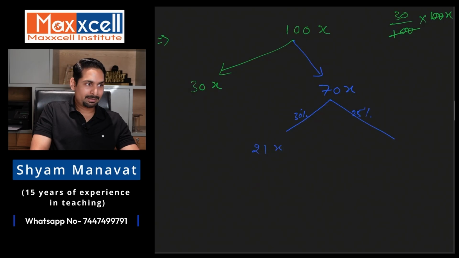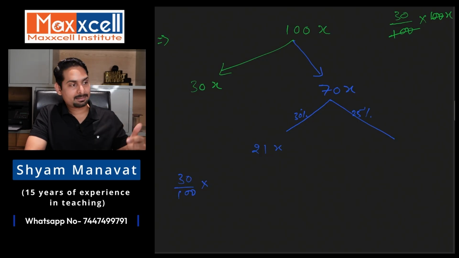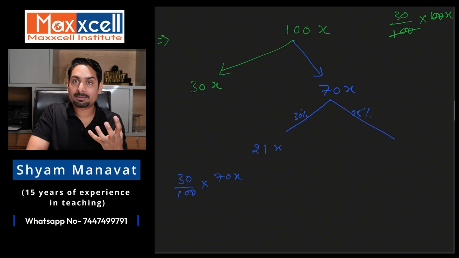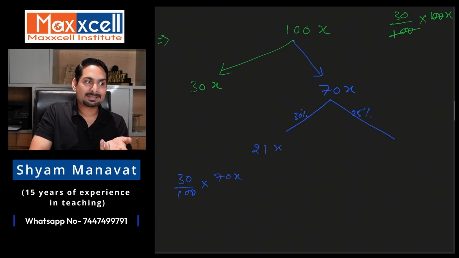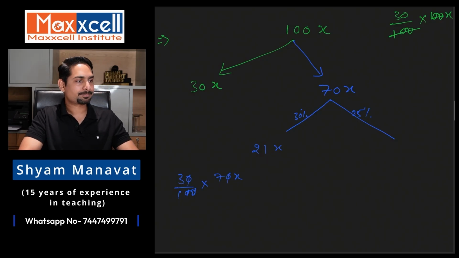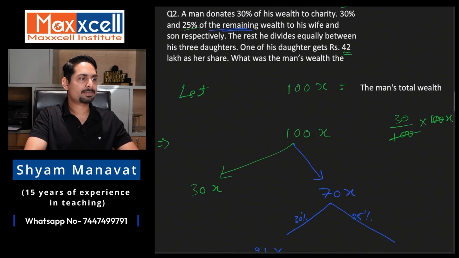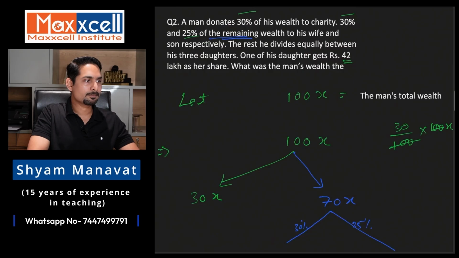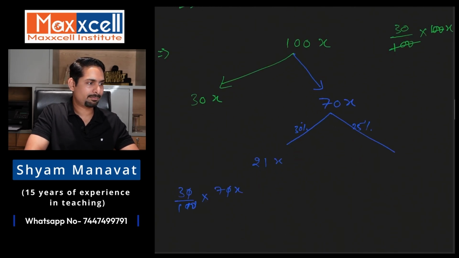If you are still slow in calculation, please remember, start learning the fraction percentage table and be comfortable with numbers. Look, if you need to calculate 30% of 70, the 0 will cancel. So what will you have? 3 7s are 21, right? So 21x. And 25%, so this has gone to whom? His wife.